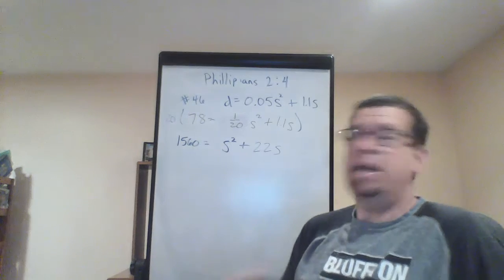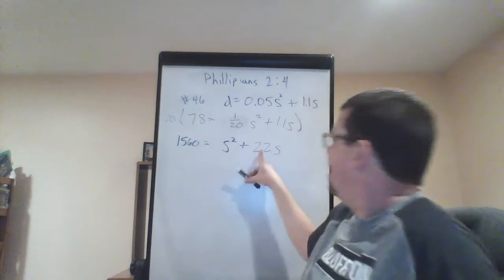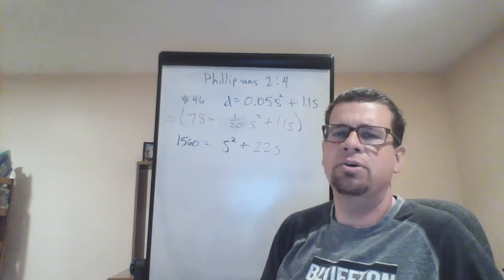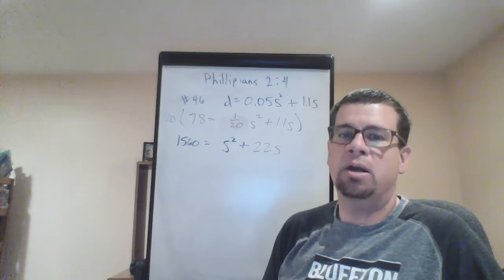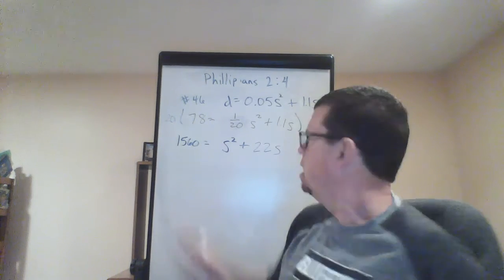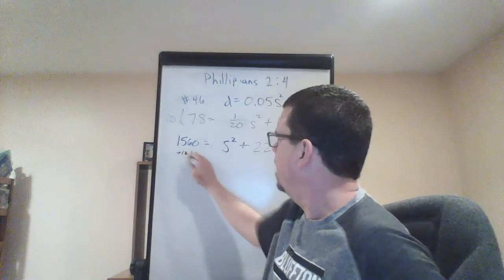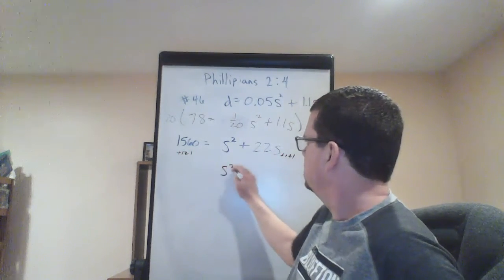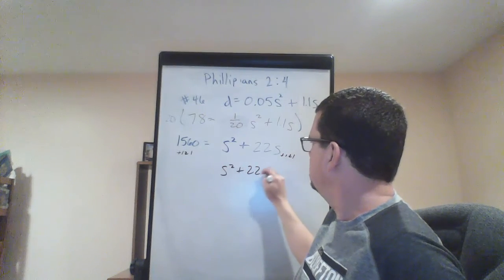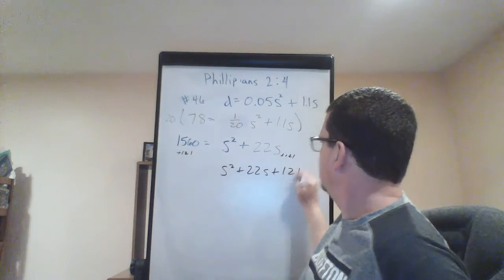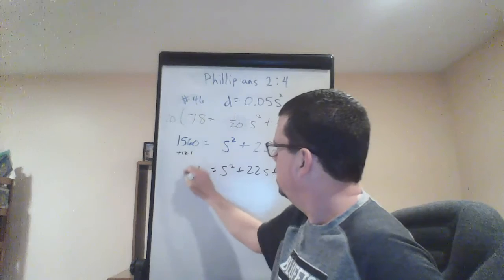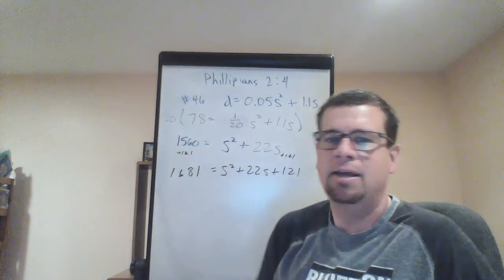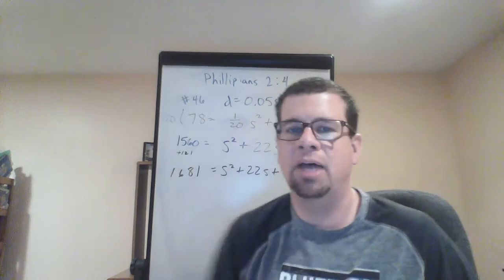But now I'm ready to complete the square. I take half of that and square it. So half of 22 is 11, and 11 squared is 121. That's what I want to add to both sides. I want to add 121 to both sides. So this is s squared plus 22s plus 121. And over here, I get 1,681, I think, if I add 121 to both sides.